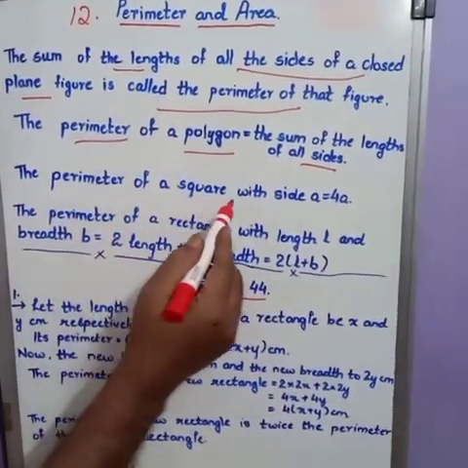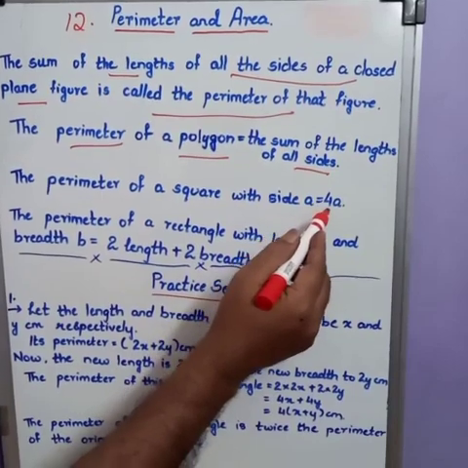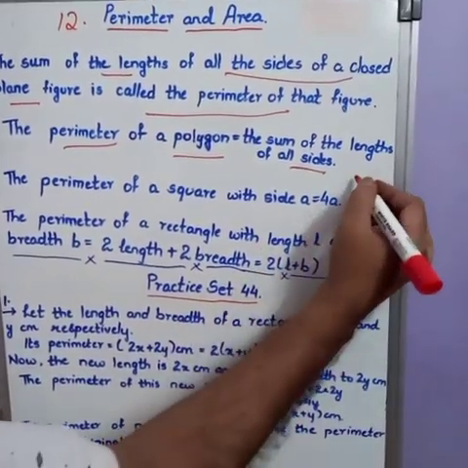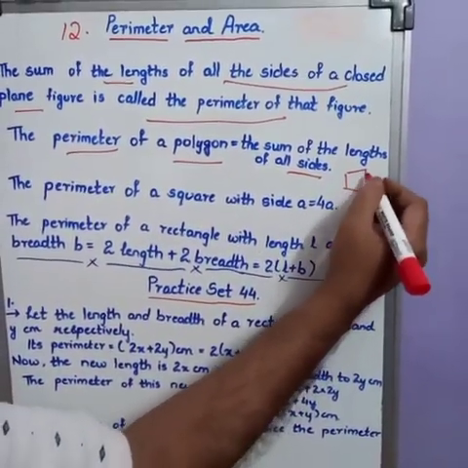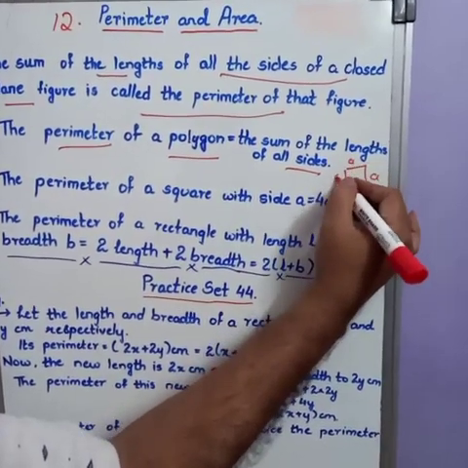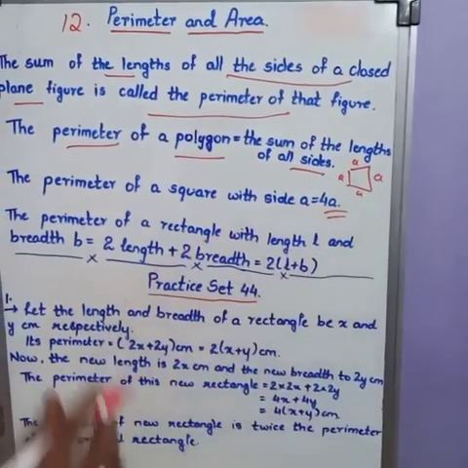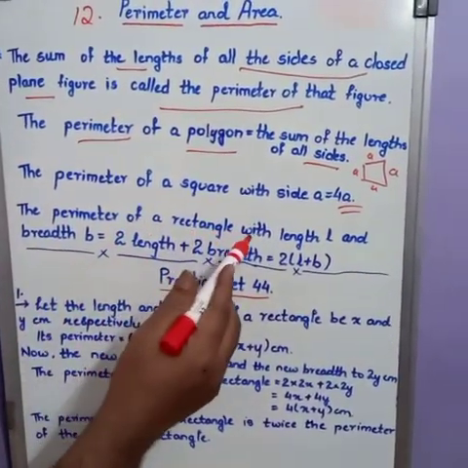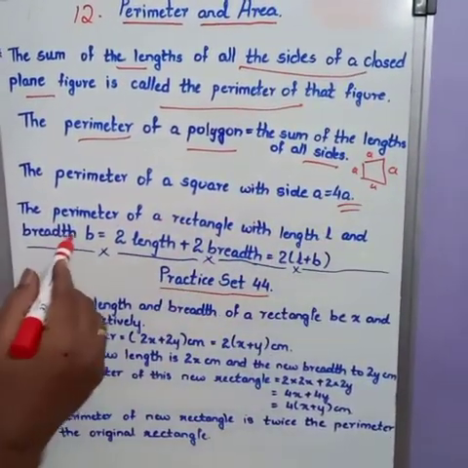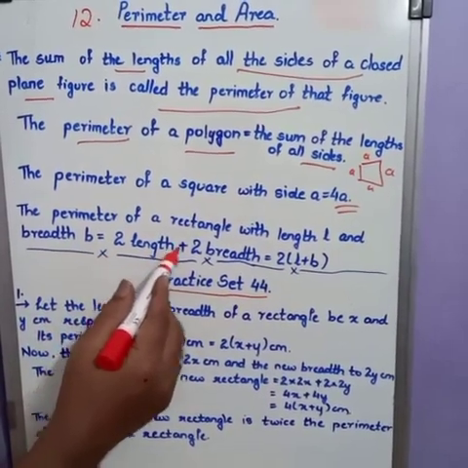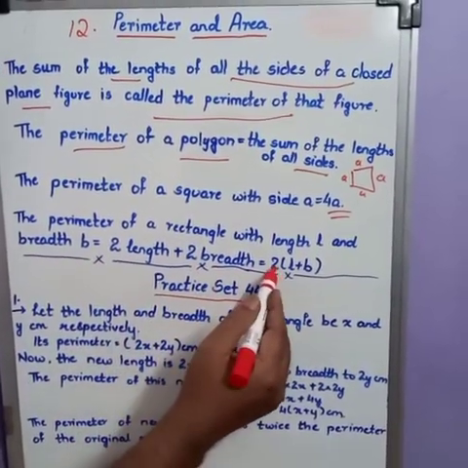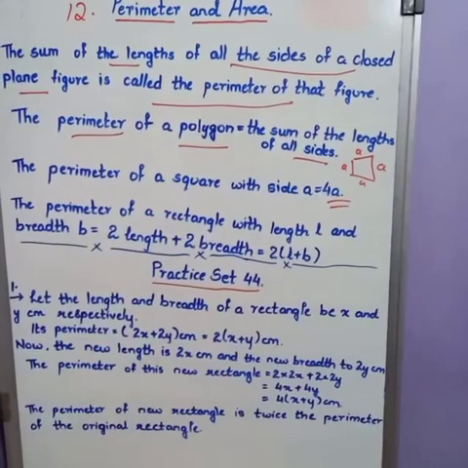The perimeter of a square with side a is equal to 4a. For example, it's a square with side a. Altogether we add, it comes up to 4a. So it is 4a. The perimeter of a rectangle with length L and breadth B is 2 length plus 2 breadth. So it is 2 in bracket L plus B.